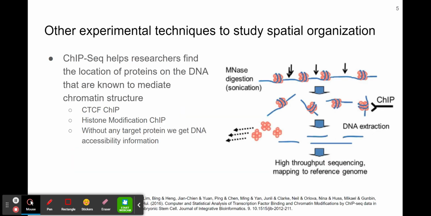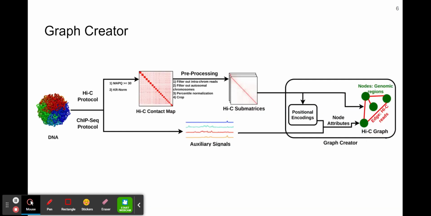Although there are other experimental methods that exist and are used to study the spatial organization, such as ChIP-seq experiments targeting CTCF or finding histones with particular modifications that are known to mediate structure, the data produced through these experiments typically approximates information about the structure. The core insight of our work is that we can utilize these proxy ChIP-seq experiments in conjunction with a sparse Hi-C contact map to impute high-resolution Hi-C contact maps.